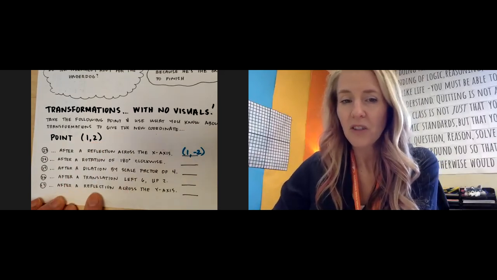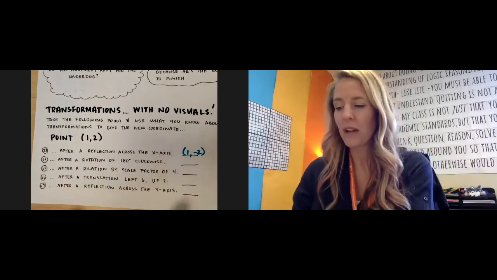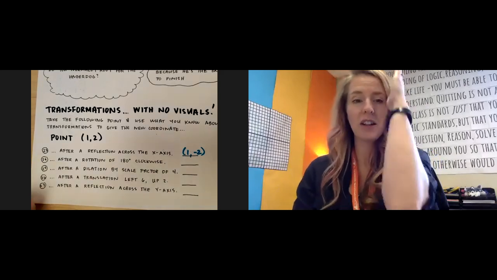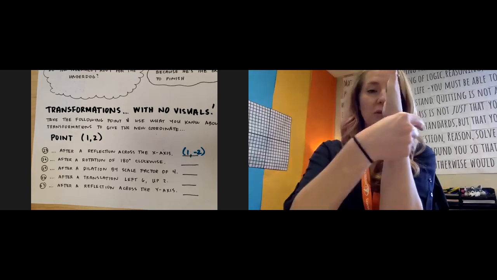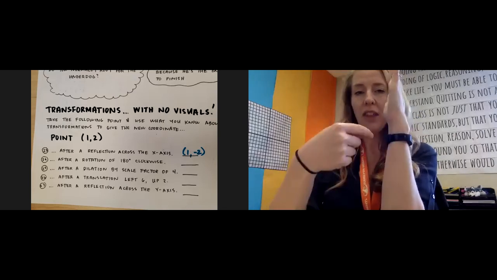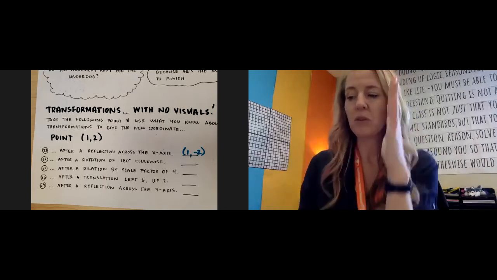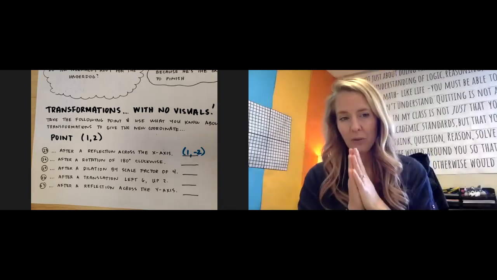And then after reflection across the y-axis, so now we're at the same point, different direction. We are going across my y-axis now. So we went over 1, up 2. Now it's going to be over this direction. Okay, so we changed the sign of something different on that one.